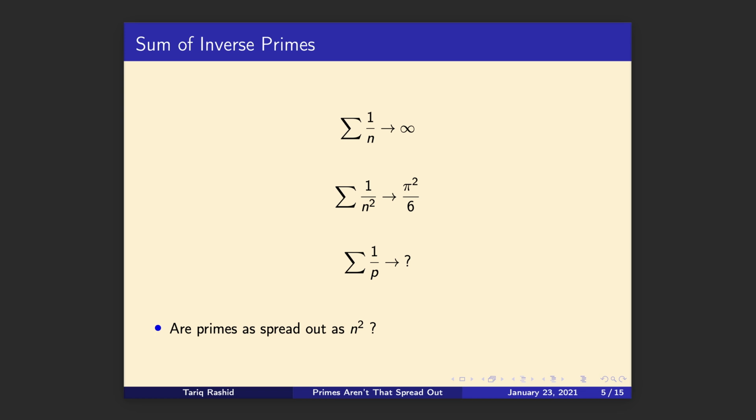So what about the sum of the inverse primes? Are they so spread out that the sum converges to a finite value like the squares? Or are they not so spread out that actually the sum diverges to infinity? Now that's the interesting question.